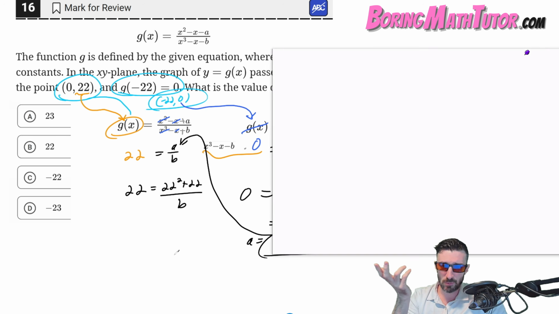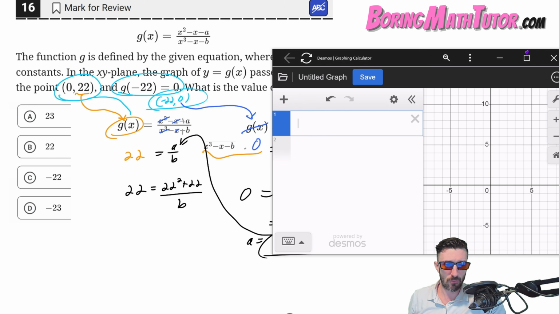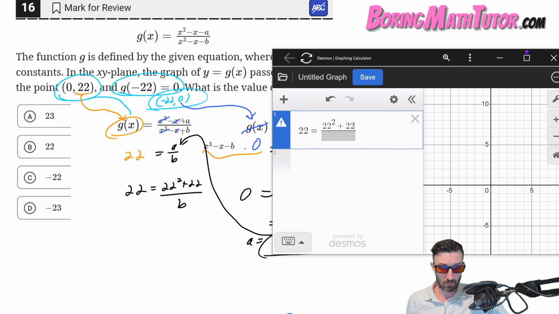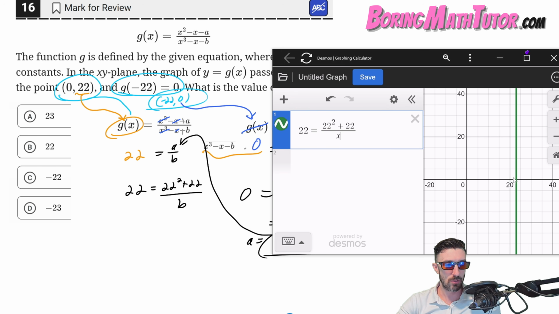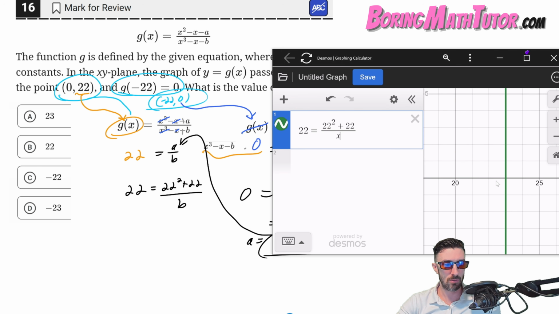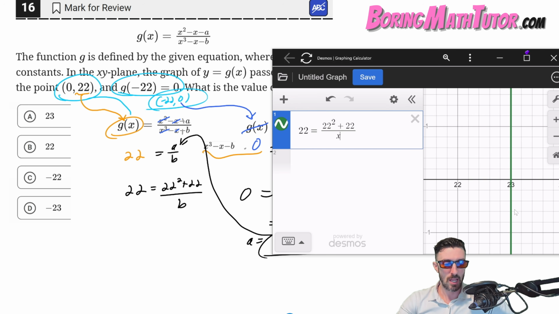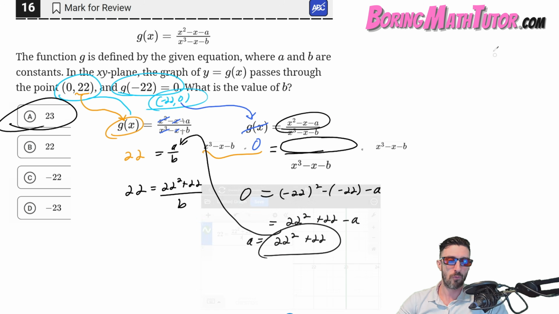Now, I could just go to Desmos right now and have it solve it for me. I could be clever, but you guys like the Desmos stuff, so I'll just do that. 22 equals, set up my fraction bar, 22 squared plus 22 over b is not going to work. You have to put it over x if you want Desmos to solve it. And when you zoom out, you then zoom in, and you find out that 23 is the answer for B.